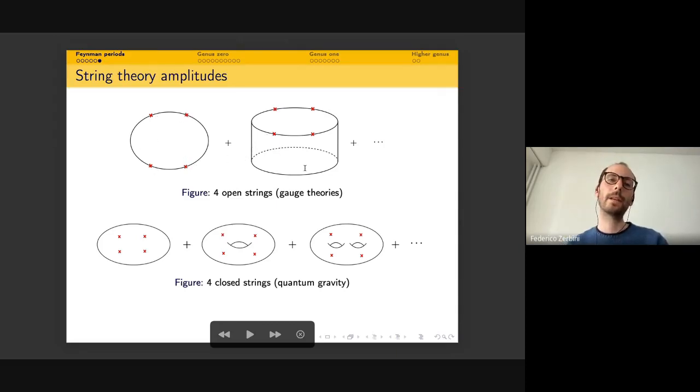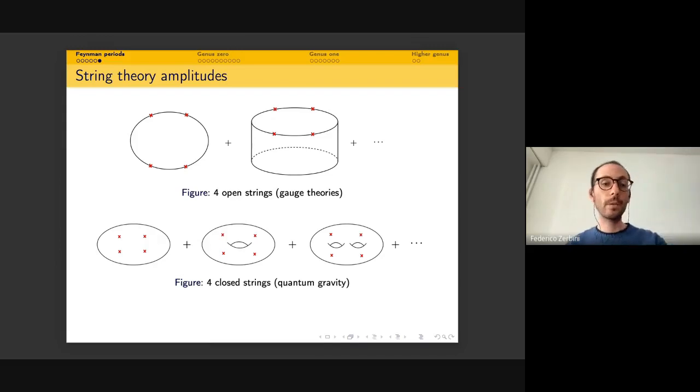And then you have more complicated topologies. For instance, here you have an annulus with string insertions on the boundary. And in the closed string case, on the other hand, you start getting compact closed surfaces, in fact. So this is a sphere, even though it's not the best picture. This is a torus with one hole, with two holes, and so on.